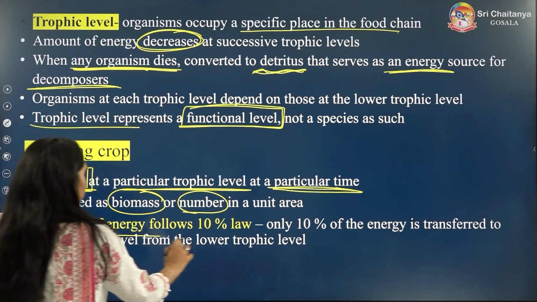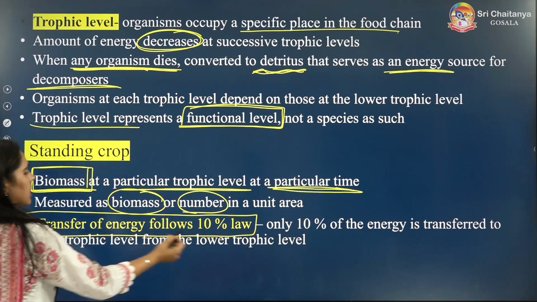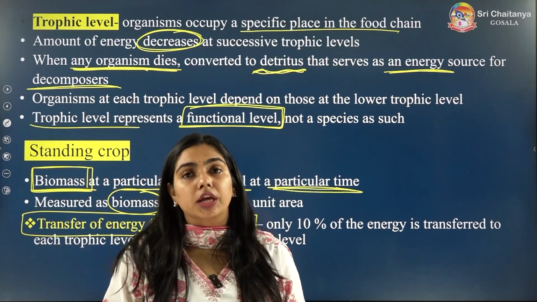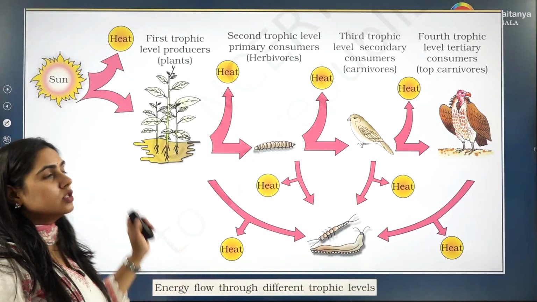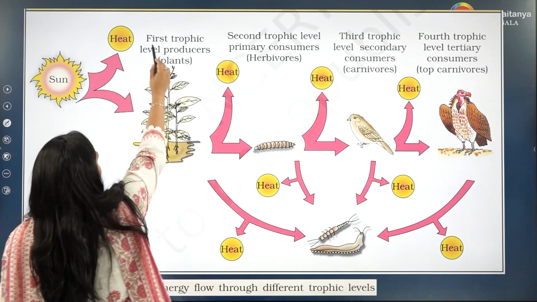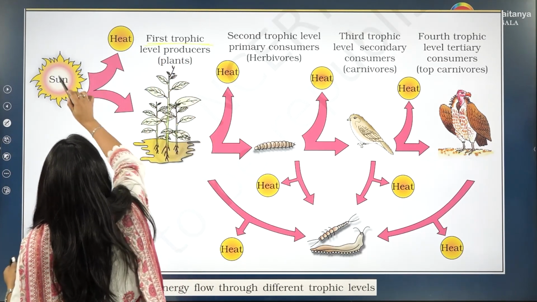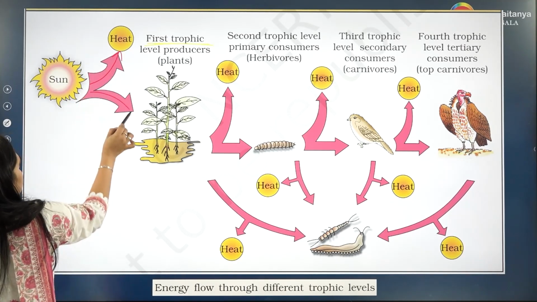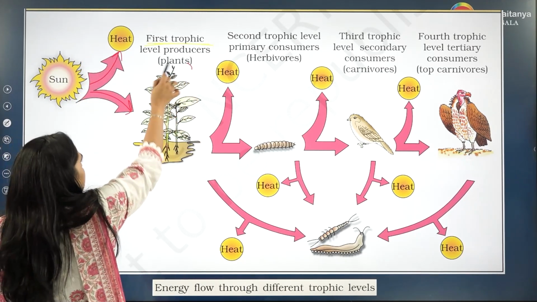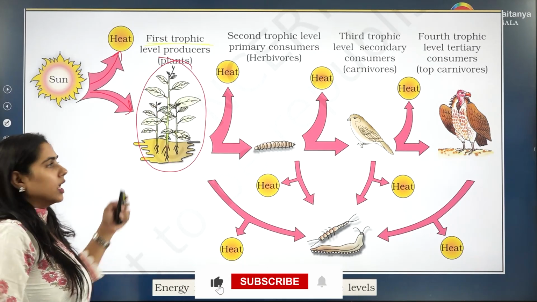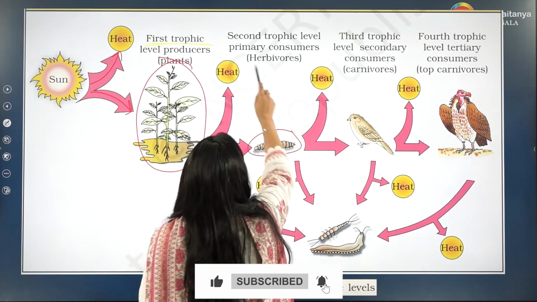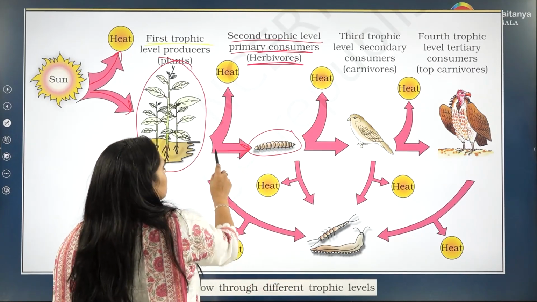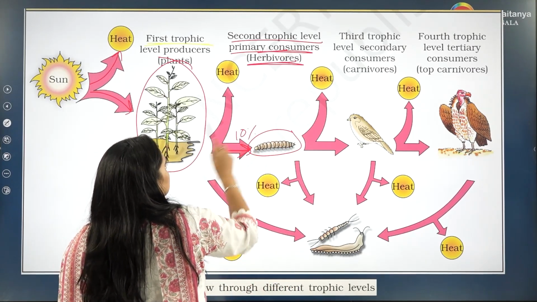And I have told you already, the transfer of energy follows the 10% law, so only 10% of the energy goes to the higher trophic level. Here you can see the first trophic level, where the energy from the sun comes. Some of the energy is lost as heat, and some is used by the plants. Now the plants are eaten by herbivores, the primary consumers, at the second trophic level. Only 10% of the energy goes there.